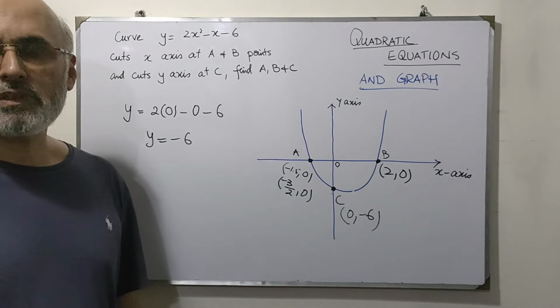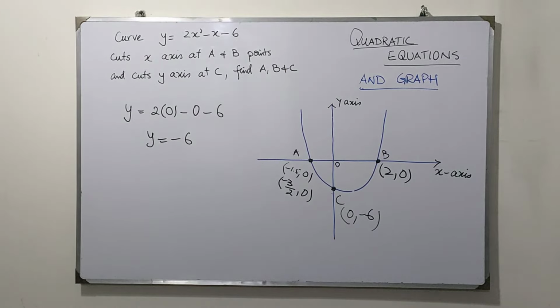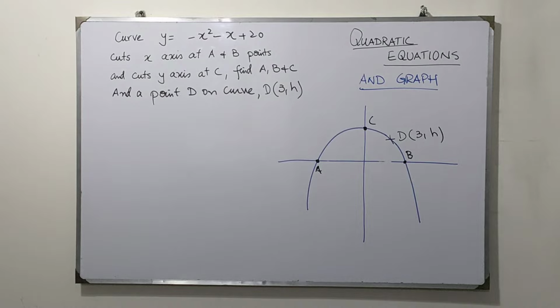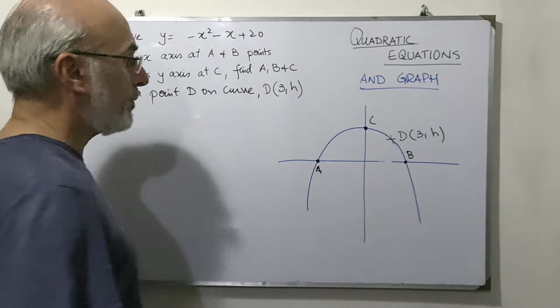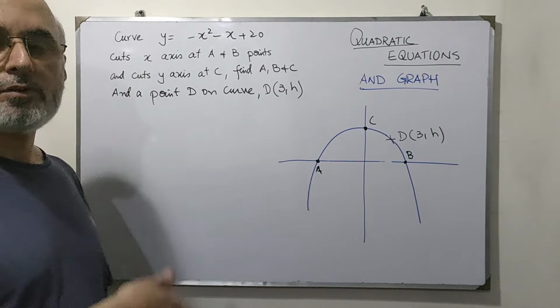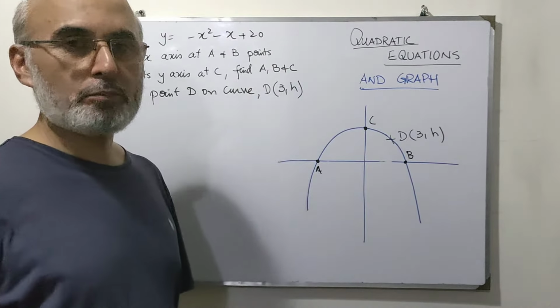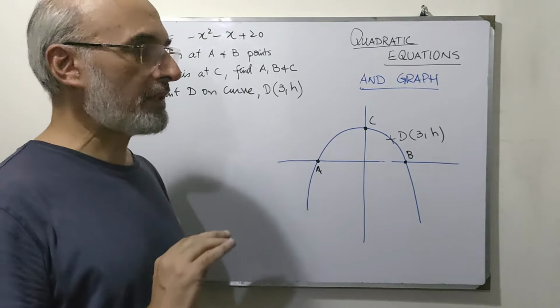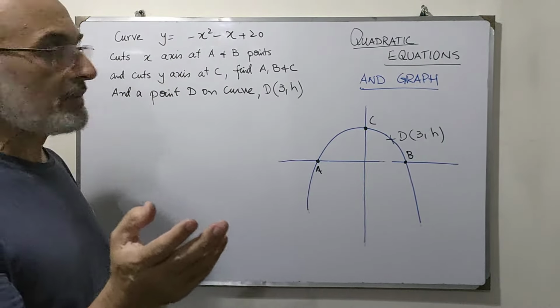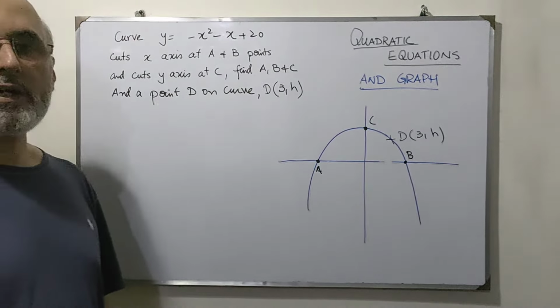So let's do one more example. Okay, we have a parabola and the curve is upside, so it will give us the maximum point, but here we are not interested in the maximum point. It's like a previous example, we have to find A, B, C, and we also have a point D on the curve. We have to find these points.